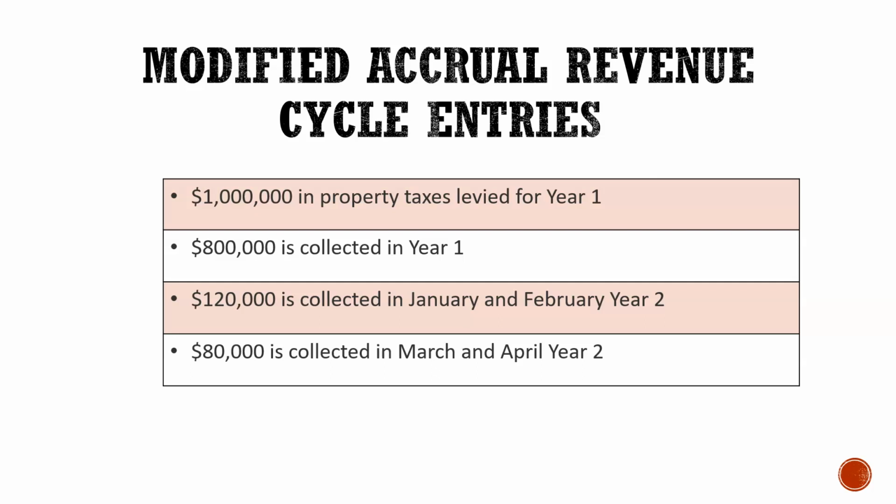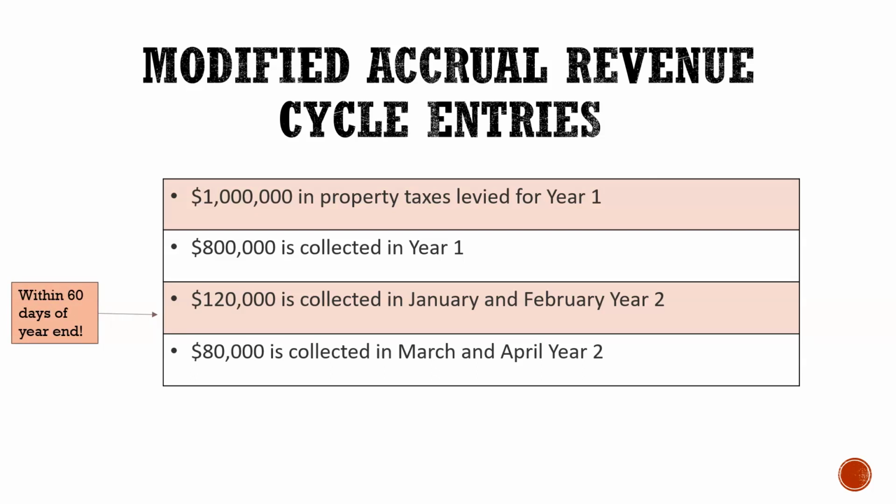So the one thing I will tell you to pay careful attention to: remember, what are our criteria for recognizing revenue in modified accrual basis? Well, it's that it's measurable. All of these are measurable, right? So they meet that criteria. What's the other one? Well, that other one is available. How much of this is actually available to us? How much of it was collected in year one or within 60 days of the end of year one? Well, that $120,000 was collected within that 60 days of year one.